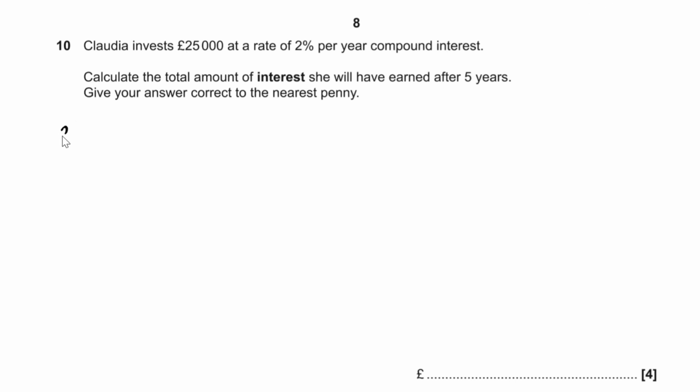we've got our original amount, 25,000, and because we are investing at a rate of 2% per year compound interest, we'd have to multiply by 1.02. So this over here refers to the rate of 2% per year compound interest, and we'd have to raise this to the power of 5. The reason for this is we're looking at how much interest she has after 5 years. So what we're finding here is the total amount of money she has after 5 years.